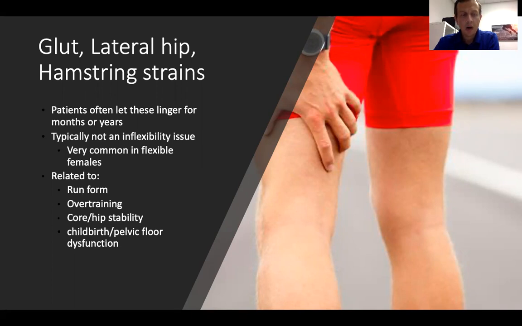They're almost always related to run form, overtraining, or not taking time off when they should be, or another type of overtraining would be just having all intensity days. An example would be half marathon training and HIIT type workouts on your off days. So intensity can lead to these types of injuries, not having any downtime from an intensity standpoint.